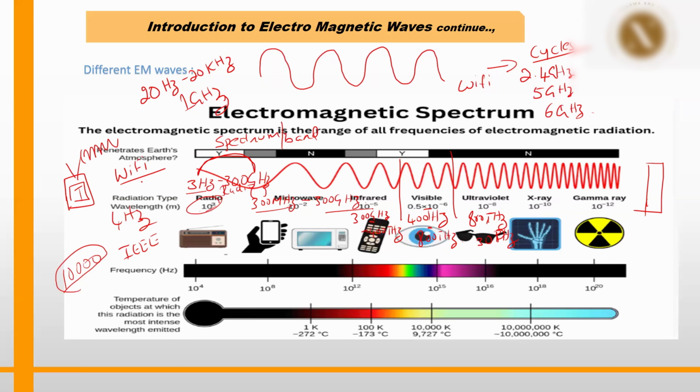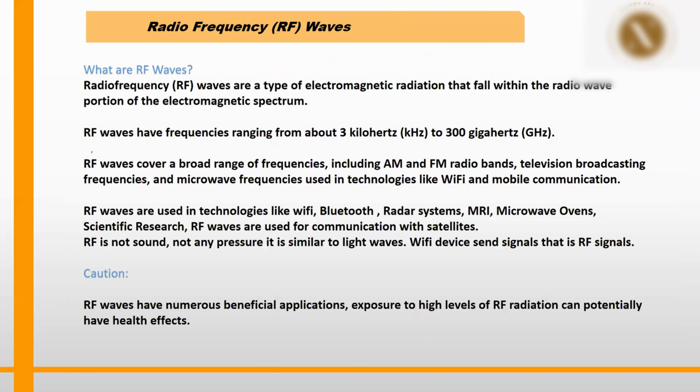So this is just the introductory section of the classes where we are trying to get a hang of basic wireless stuff. So what are RF waves? RF waves are a type of electromagnetic radiation that fall within the radio wave portion of the electromagnetic spectrum. RF waves have frequency ranging from 3 kilohertz to 300 gigahertz. RF waves cover a broad range of frequencies, including the AM and FM radio bands. It is used in television broadcasting frequencies and microwave frequencies.